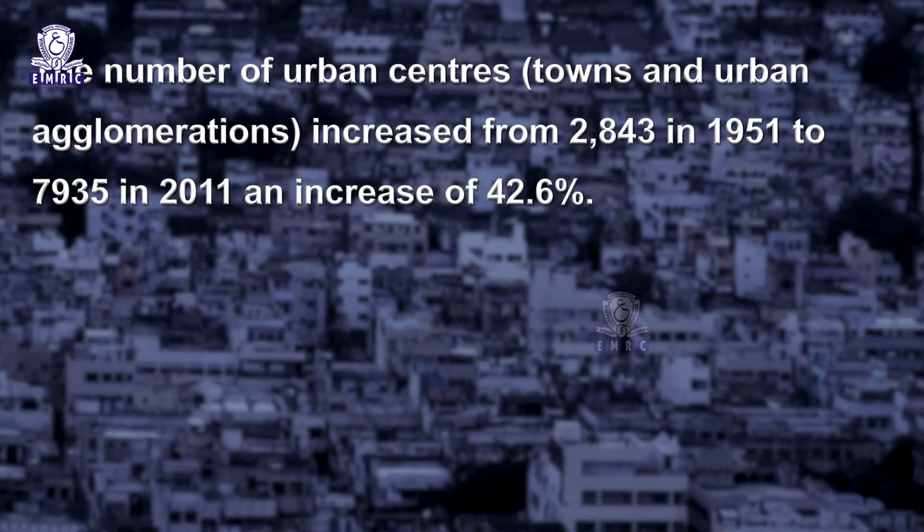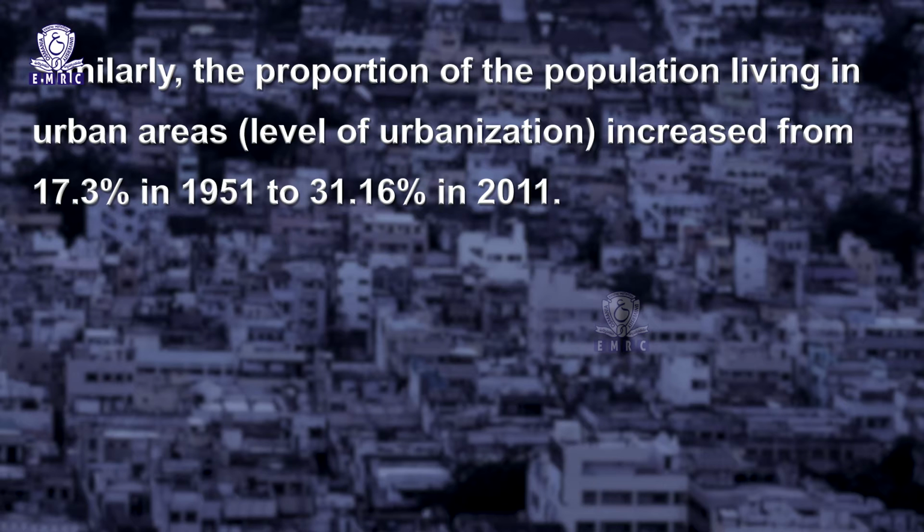The number of urban centers, that is towns and urban agglomerations, increased from 2,843 in 1951 to 7,935 in 2011, an increase of 42.6%. Similarly, the proportion of the population living in urban areas, that is the level of urbanization, increased from 17.3% in 1951 to 31.16% in 2011.